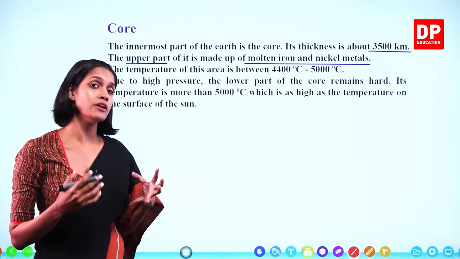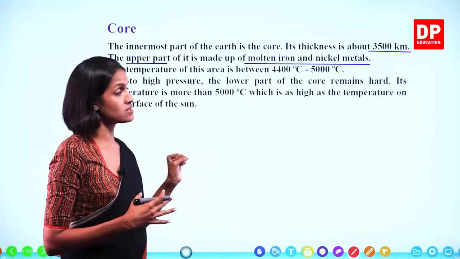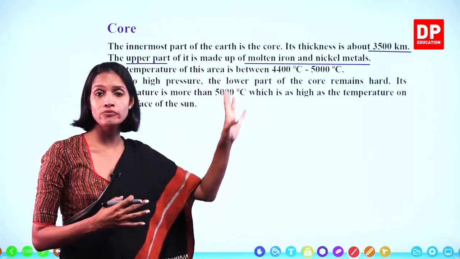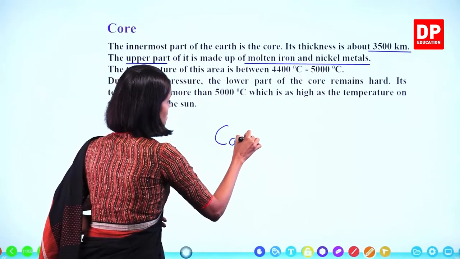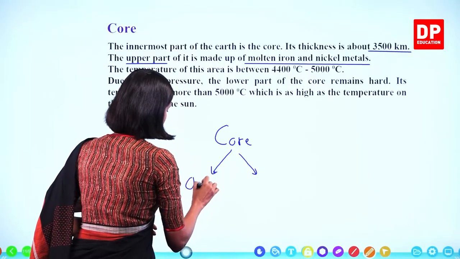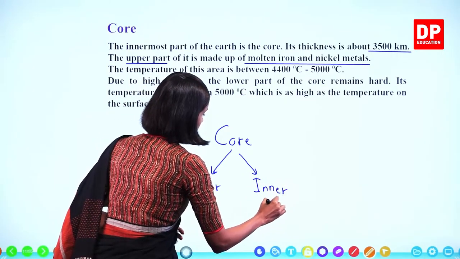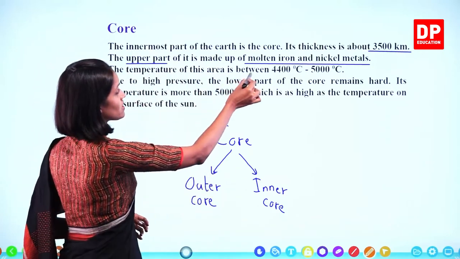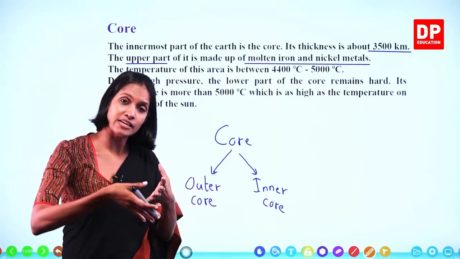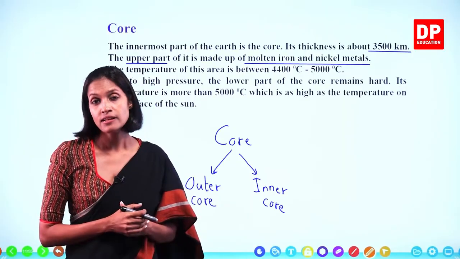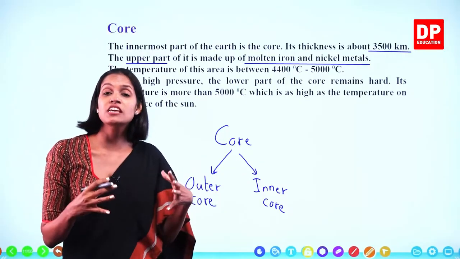Now here, because the temperature is very high, the rocks melt and the upper part contains molten iron and nickel metals. Now that's about the outer core. We all know that the core has two parts, outer core and inner core. So the outer core contains molten iron and nickel metals. Earlier I told you all, as we go to the inner layers of the earth, the temperature keeps on increasing, right? So when we go to the innermost layer, the inner core, what happens? The temperature is even higher.